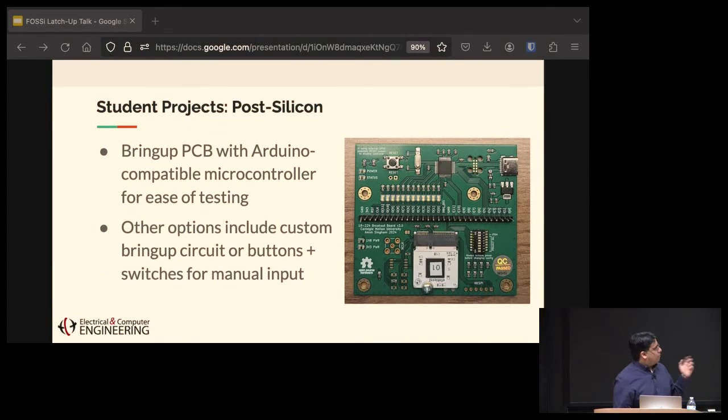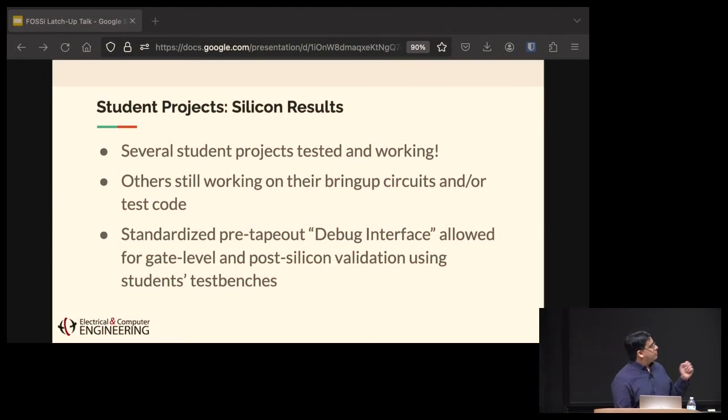And then post-silicon, we give them a little bring-up PCB. So we provide the silicon, provide the voltage regulators, and provide an Arduino-compatible microcontroller that they can actually run their test vectors against. And we've had some success. We've had several student projects that we've tested and are actually working. A lot of students provided test benches in a standardized debug interface format we've created, and we've had student test benches run on that. And we have some students that are still working on their post-silicon bring-up.